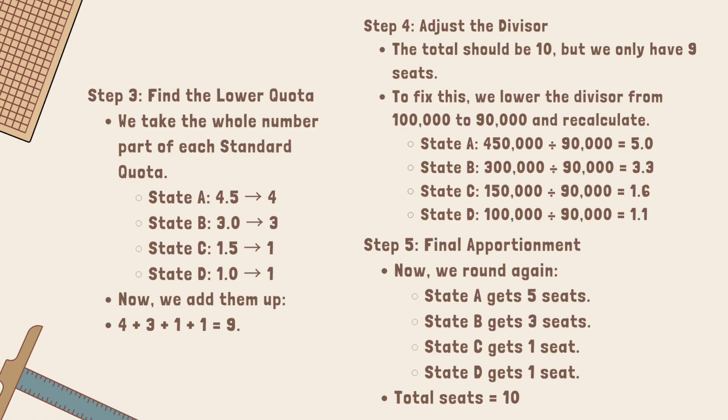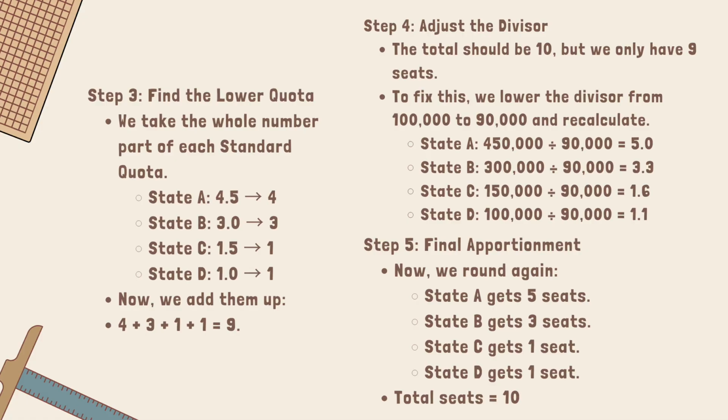Step 3 is find the lower quota. We take the whole number parts of each standard quota. State A 4.5 to 4, State B 3.0 to 3, State C 1.5 to 1, State D 1.0 to 1. Now we add them up. 4 plus 3 plus 1 plus 1 equals 9. Step 4 is to adjust the divisor. The total should be 10, but we only have 9 seats.